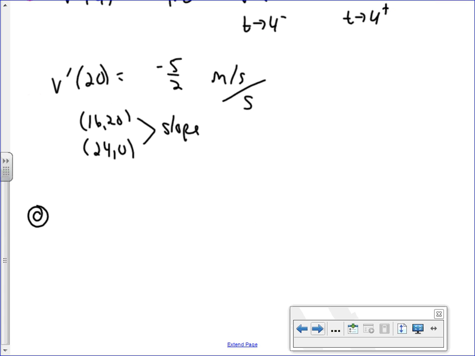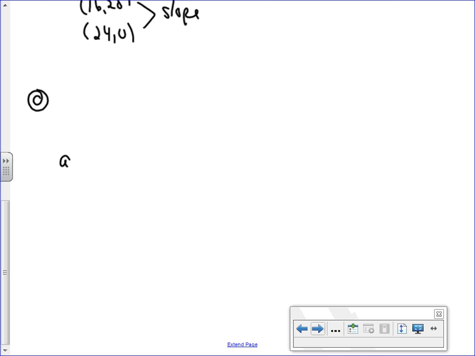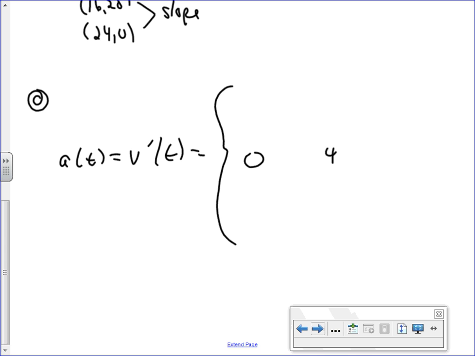Oh, no. Write a piecewise function for acceleration. Okay, that's okay. Acceleration is the same thing as the derivative of velocity. Piecewise. How many pieces does the velocity function have? 3. How many pieces is the acceleration going to have? 3. And two of them are super easy. Acceleration is the slope of velocity. So what's the center piece? 0.